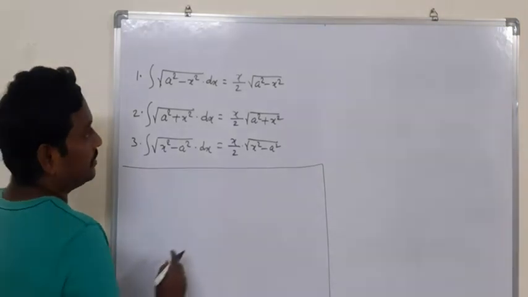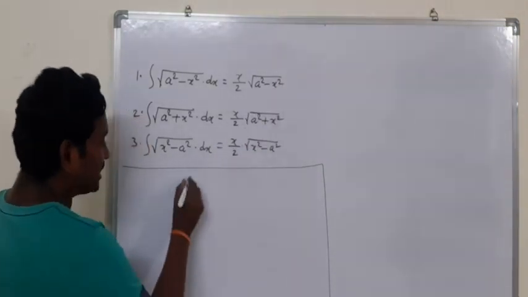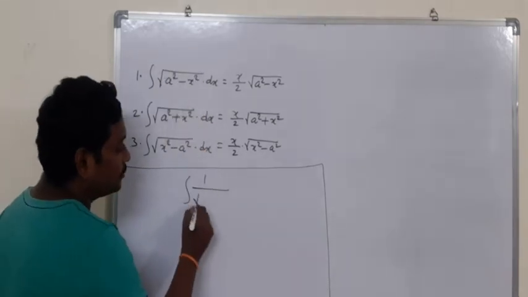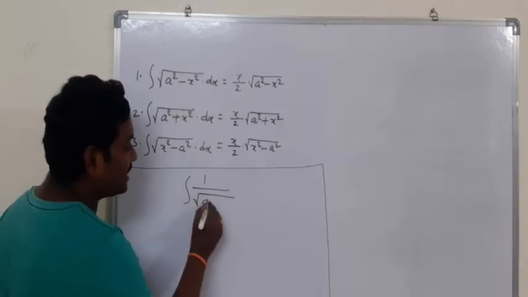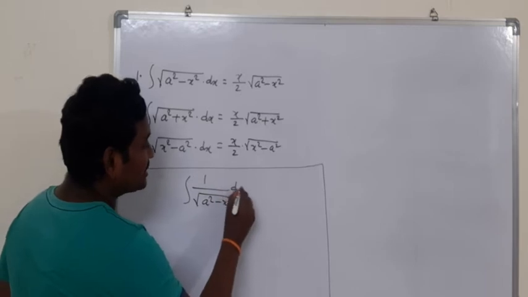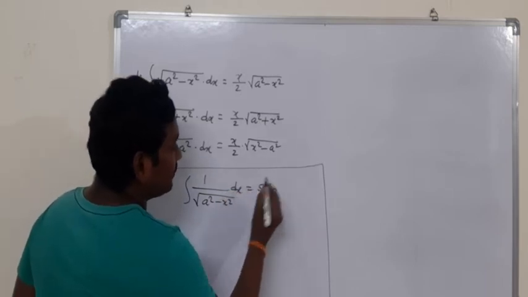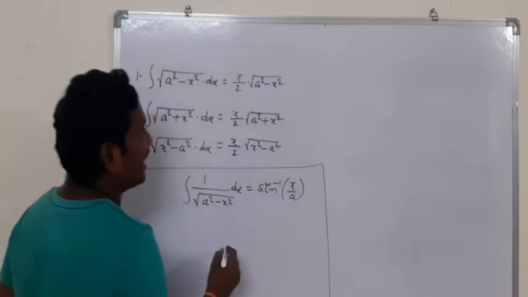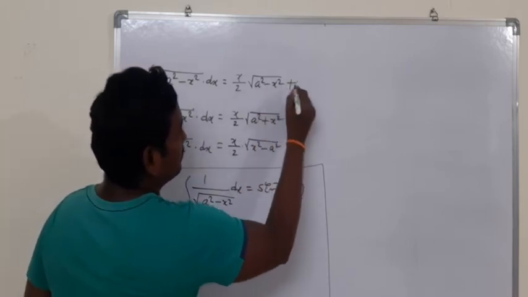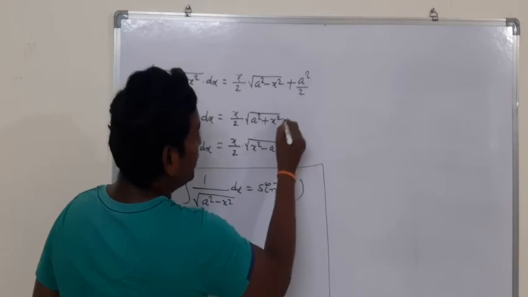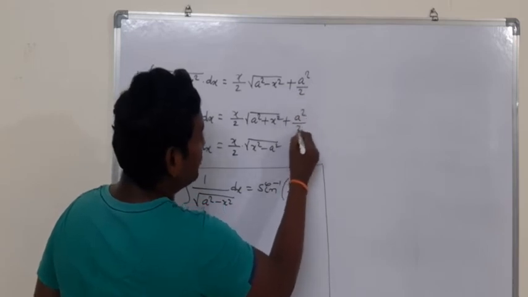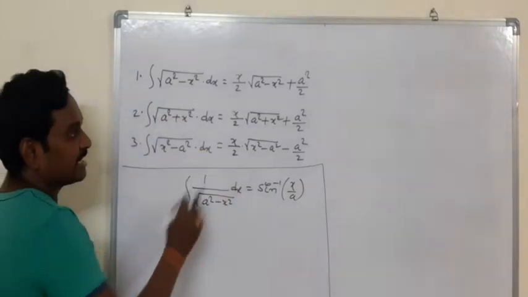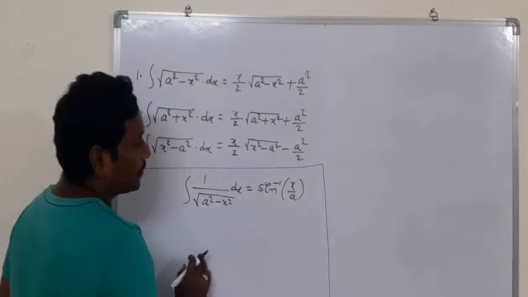Okay, now in the second part you can see this formula. If the square root is in the denominator, which is the integration of 1 by root over a square minus x square dx, we get the formula sin inverse of x by a. That's why here you will get plus a square by 2. Here also first you will get plus a square by 2. Here you will get minus a square by 2. I will say the reason why it is minus.